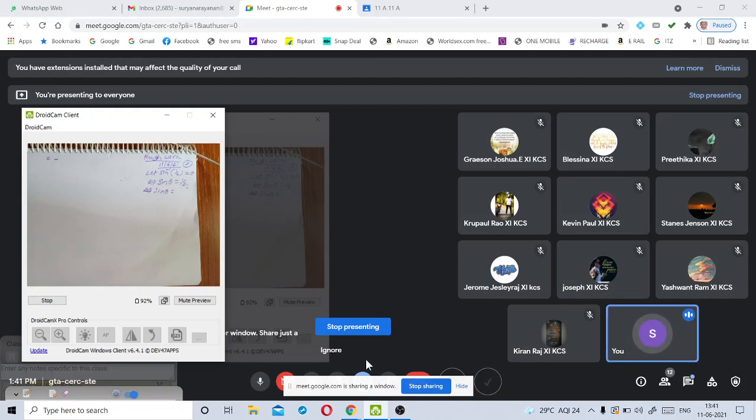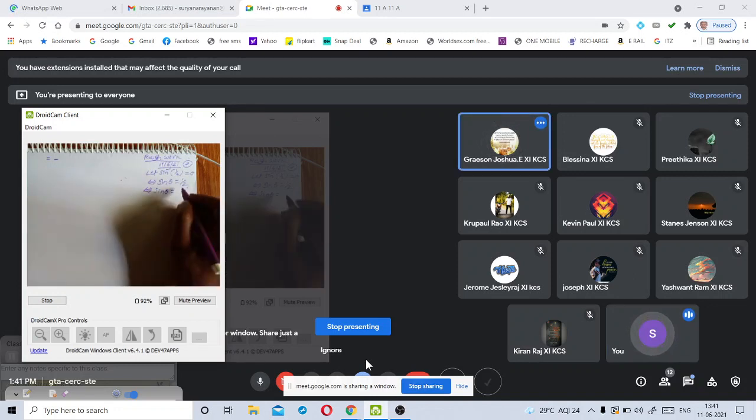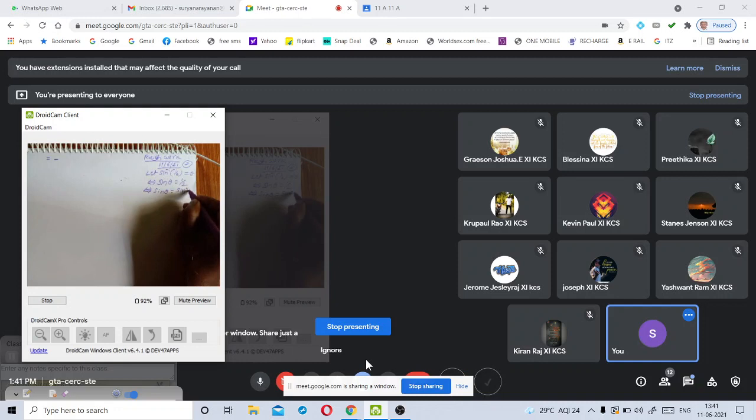Then what is the value of angle? So sine pi by 6, sir. Yes, sine pi by 6. Don't use 30 degrees here. Always use radian measure, not degree measure.